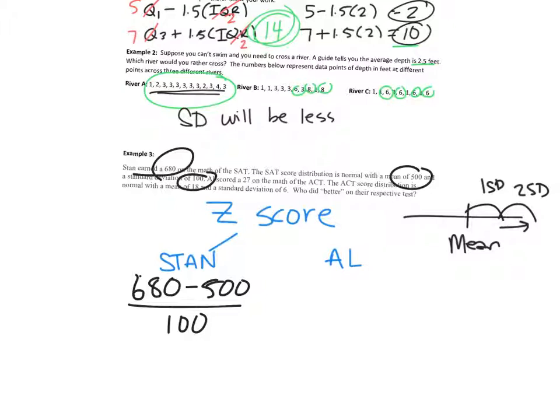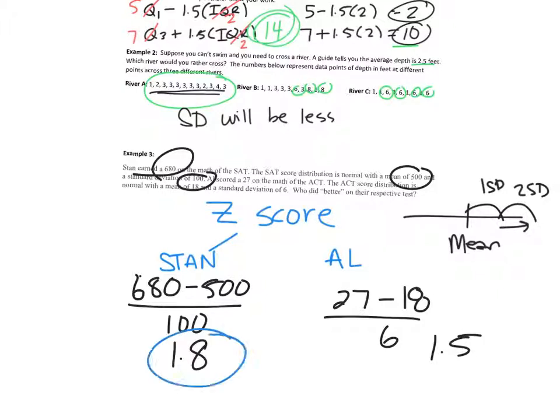So if I do 680 minus 500 and divide by 100, I get 1.8. So Stan's z-score is 1.8. Al scored a 27, the mean is 18, and the standard deviation is 6. So 27 minus 18 divided by 6 is 1.5. So Stan actually did better because his z-score is greater.